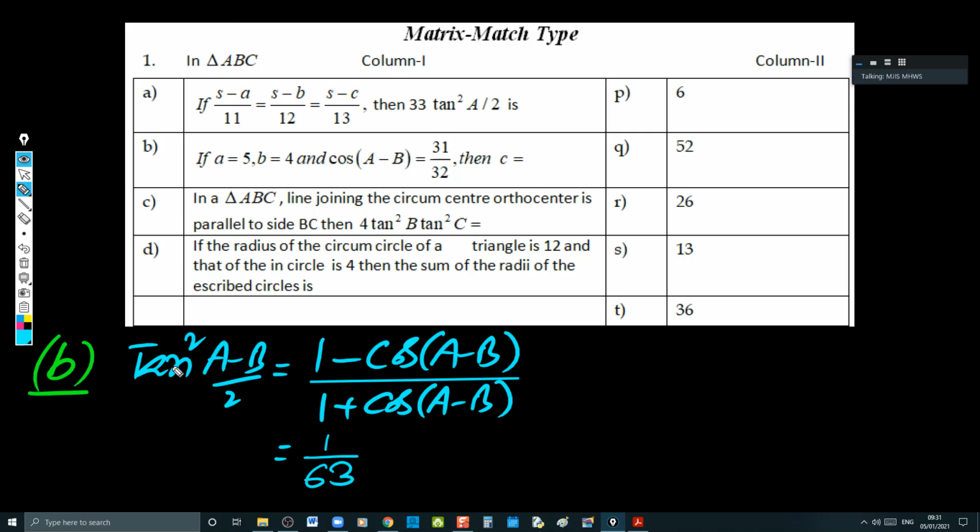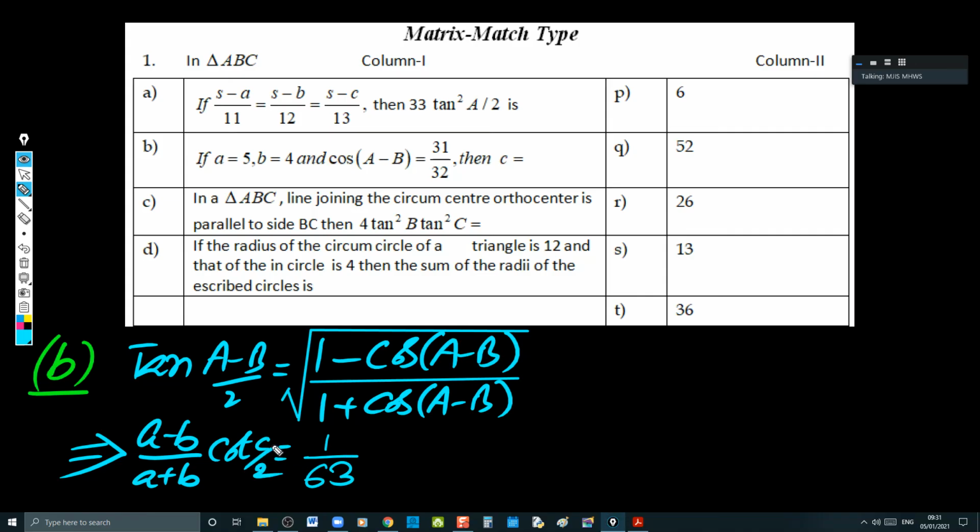Correct or not? Now anyone, do you tell me? Tangent rule, please. Napier's analogy, we call it as Napier's analogy also. Anyone? Tangent rule, please. Yes, sir. Sakshi. Tan of A minus B by 2, tangent rule, beta. A minus B by A plus B into cot C by 2. Do you know this or not? At least you tell me, beta. Yes, sir.